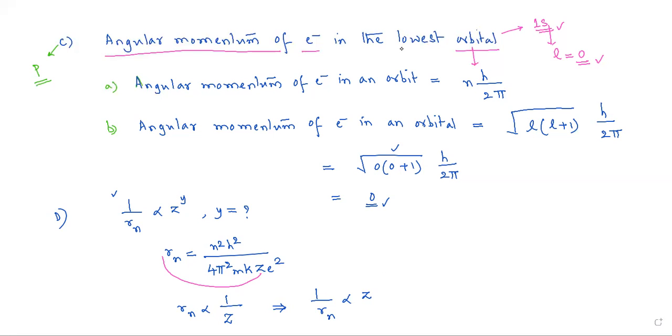See, here also they are inversely proportional. Even now also they are inversely proportional. So this can be written as z to the power 1 or simply z. Therefore, what is y here? Y is 1. So therefore, y is equal to 1. Now coming to this, for D, it is S, right? Yes.